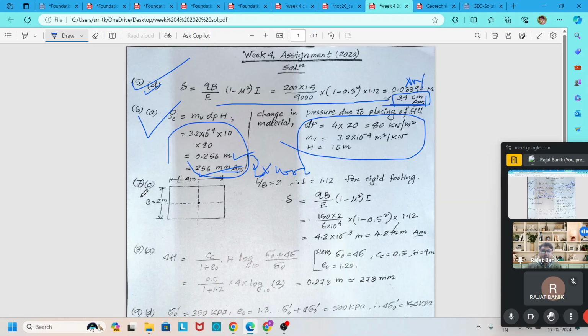So I solved it here. We see that for rectangular footing, L by B ratio is 2, I is 1.12, and putting all these below, it will come in meter as 4.2 into 10 to the minus 3 meter, and if you multiply by 1000, it will come to 4.2 mm.